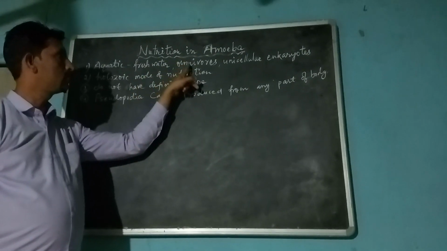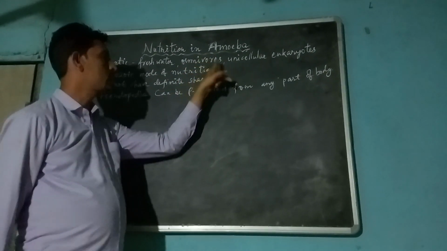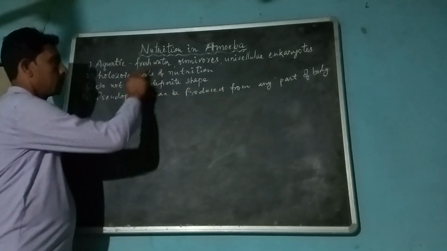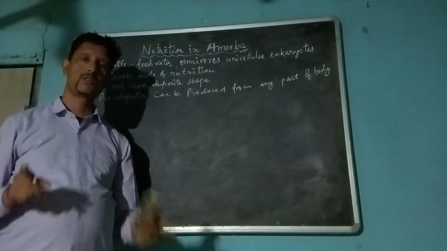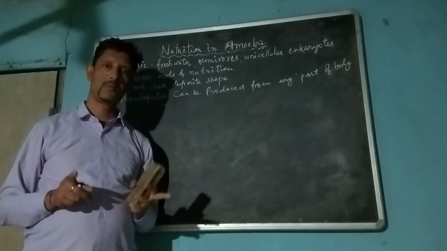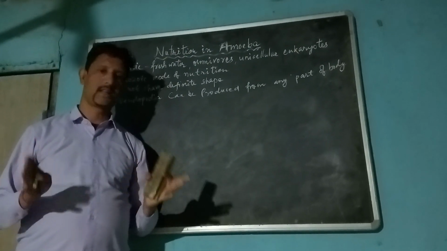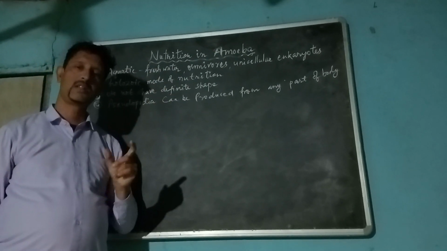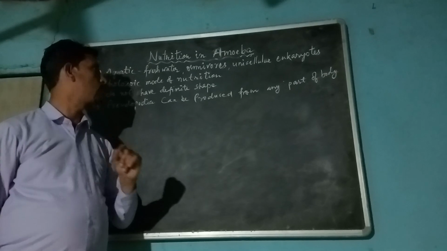It is omnivorous. It is unicellular and eukaryotic. What do I mean by this? I am going to explain. Freshwater, as you know, the source of freshwater could be the pond, the river, or the lakes. That means amoeba can be found in freshwater, especially in the lakes and river water.